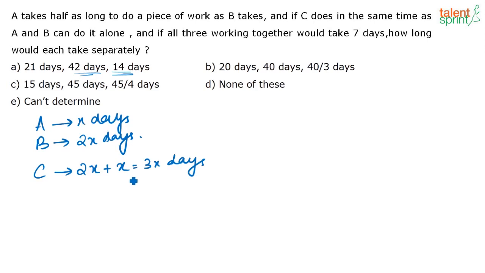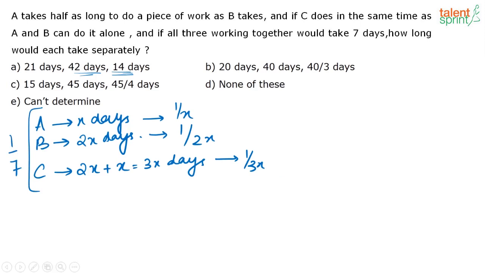Now all three of them are working together. In one day, how much work will be done? In one day, A will do 1 by X, B 1 by 2X, and C 1 by 3X. Put together, they finish the work in 7 days, so in one day A, B and C will finish 1 by 7th of the work. So 1 by X plus 1 by 2X plus 1 by 3X is equal to 1 by 7. Equate this, and you get the answer.